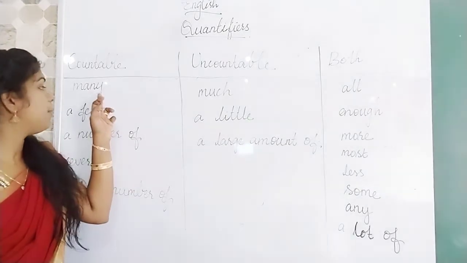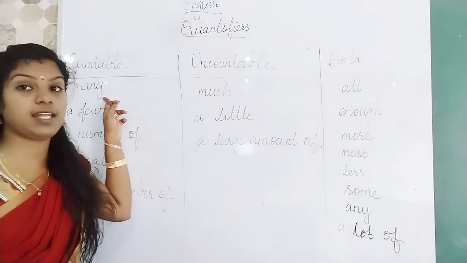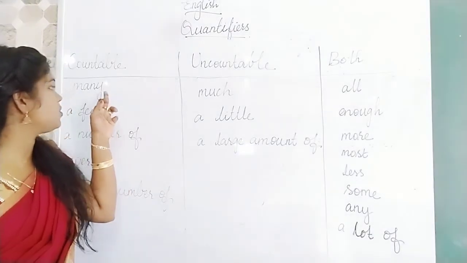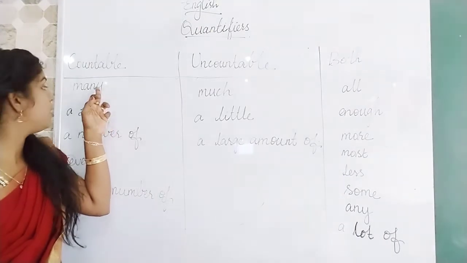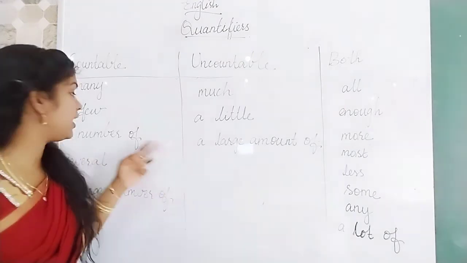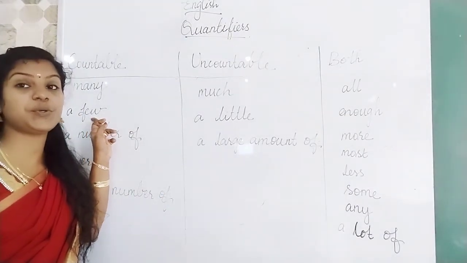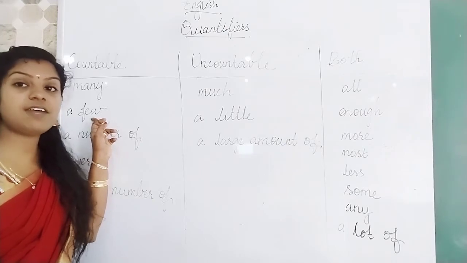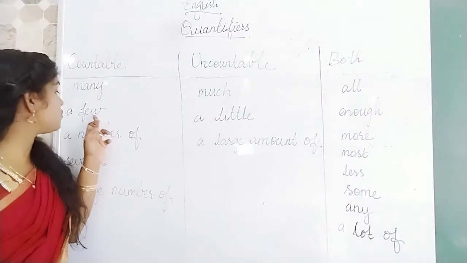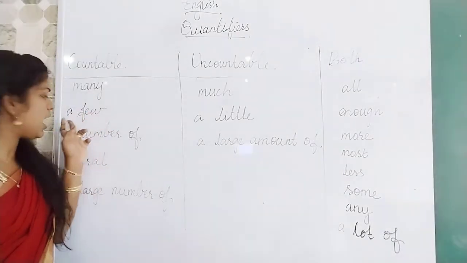Many. I have many chocolates. Chocolate is a countable noun, right? So we should use this word, many. Then a few. I have a few chocolates in my hand. I have given a few chocolates to my friend. So few. Got it? Many, a few.